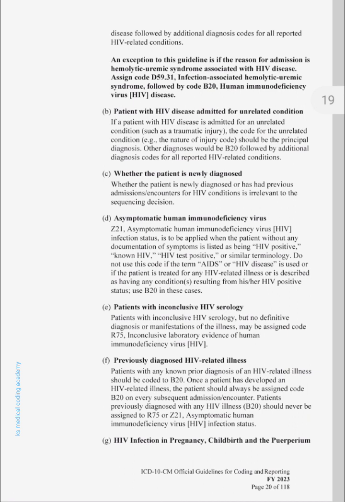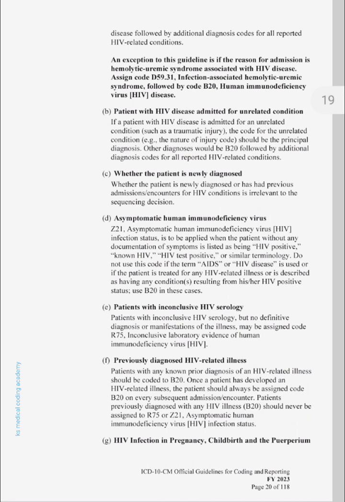E. Patients with inconclusive HIV serology. Patients with inconclusive HIV serology, but no definitive diagnosis or manifestations of the illness, may be assigned code R75, inconclusive laboratory evidence of human immunodeficiency virus, HIV. F. Previously diagnosed HIV-related illness. Patients with any known prior diagnosis of an HIV-related illness should be coded to B20. Once a patient has developed an HIV-related illness, the patient should always be assigned code B20 on every subsequent admission/encounter. Patients previously diagnosed with any HIV illness, B20, should never be assigned to R75 or Z21, asymptomatic human immunodeficiency virus, HIV, infection status.